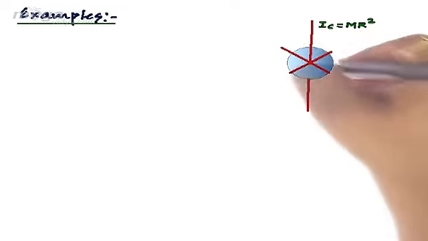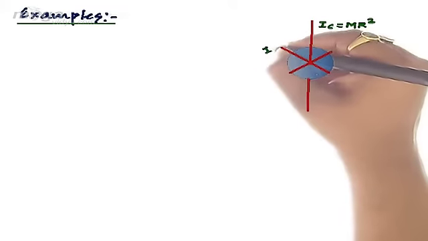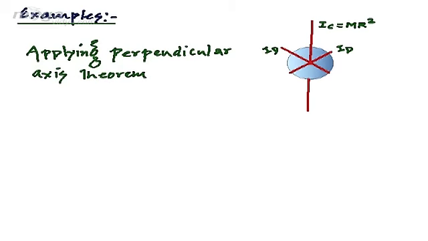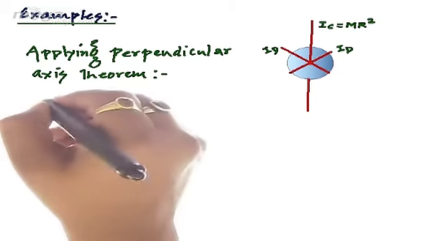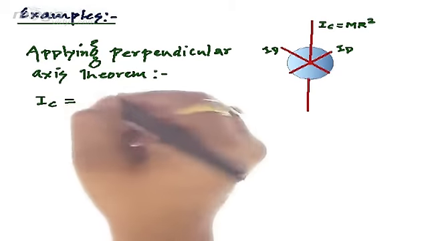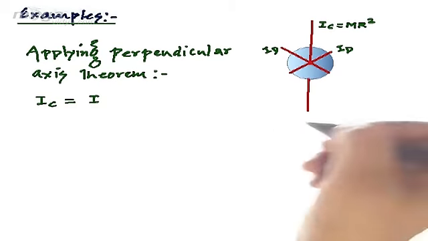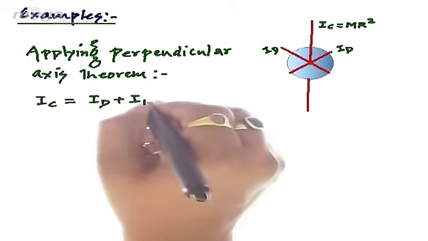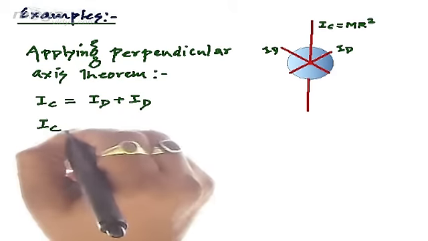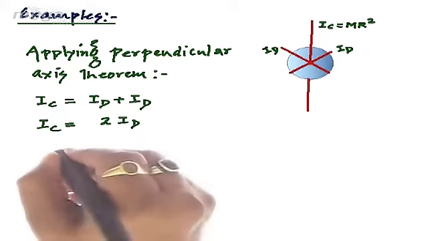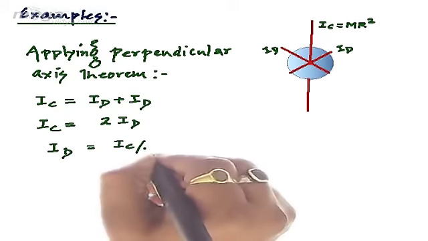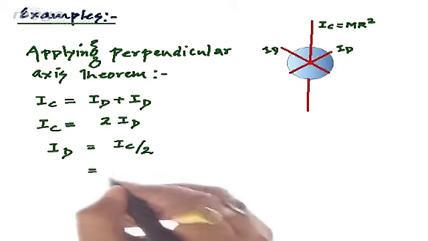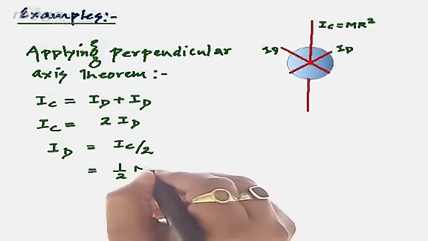Let us consider these two diameters, and let the moment of inertia along both diameters, which will be equal, be ID. Applying the perpendicular axis theorem, the moment of inertia IC will be equal to the sum of the moments of inertia along the different axes, that is ID plus ID. So IC will be equal to 2 ID. So ID will be equal to IC upon 2, which is equal to 1 upon 2 mr square.